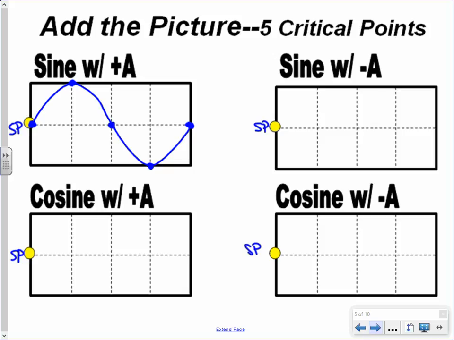Now, we decided that if there was a negative A, it did what to our graph? It reflected it. And so instead of having an S that goes up first, we're going to have an S that goes down first. So we're still going to start at the starting point, but at the first quarter mark, we're going to go down to the bottom of our frame. I like to think of it as a positive A, we're going to go up first. Negative A, we're going to go down first.